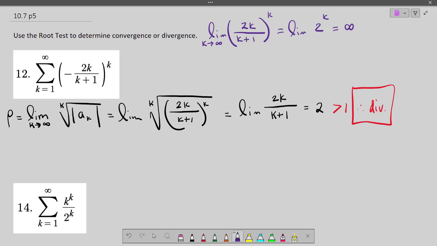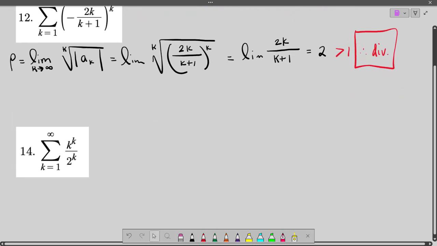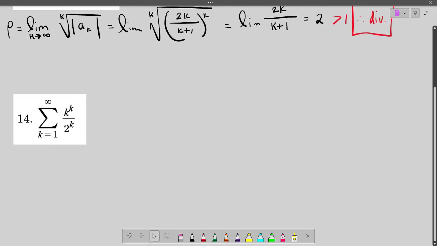So you could get around the root test by going to this divergence test argument, but it's way simpler with the root test. Just take the kth root of this, take the absolute value of the inside, greater than 1, diverge. Root test is super clean. All right, try this one. You all try that one. So find your rho and make a conclusion.